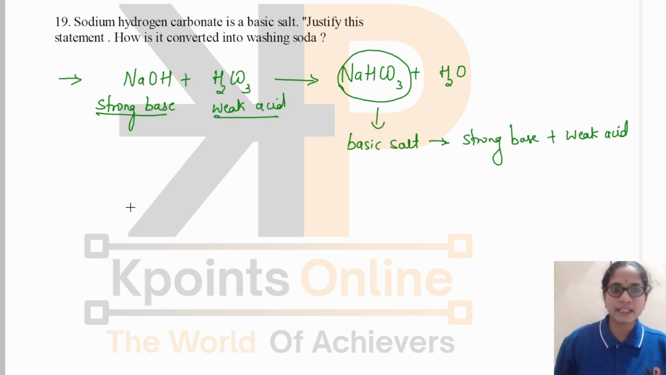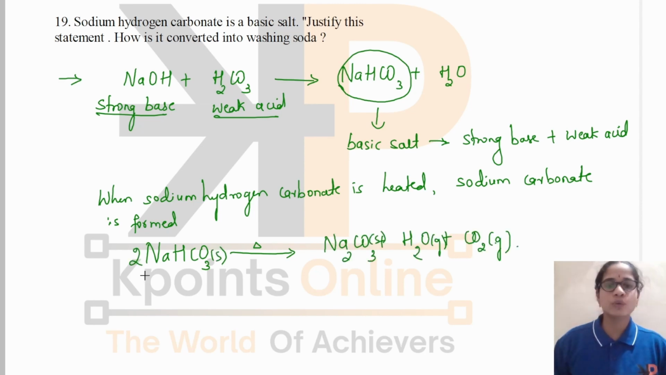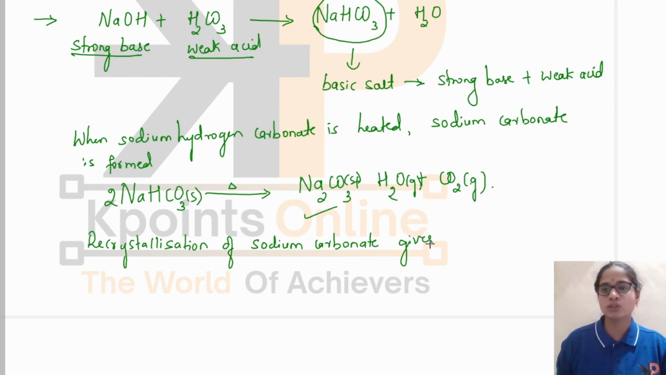It is prepared by heating sodium hydrogen carbonate. When sodium hydrogen carbonate is heated, sodium carbonate is formed. So when sodium bicarbonate is heated, sodium carbonate is formed. What is washing soda? It is obtained by recrystallization of sodium carbonate. Recrystallization of sodium carbonate gives washing soda.